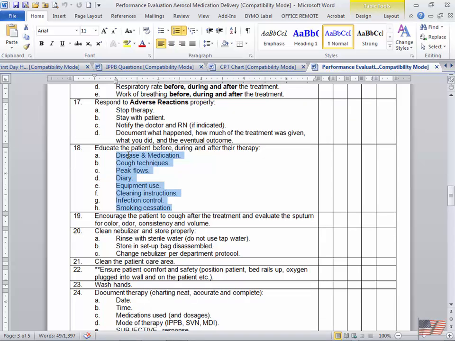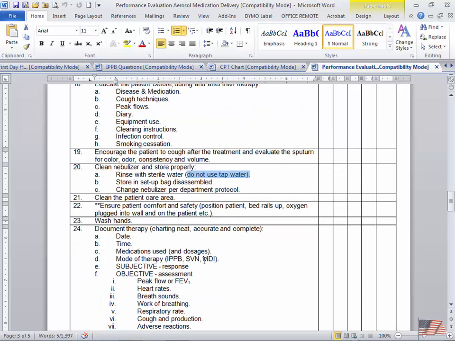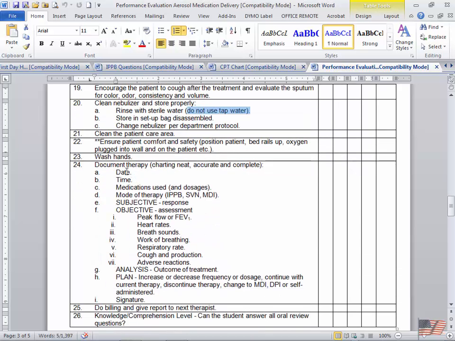Again, while the therapy is going on, there are different things that you can instruct the patient on if they're unfamiliar with what their disease is or what their medications are. Once it's done, know that we don't use tap water to rinse it out. We use sterile water. We let it air dry. And then you're going to do documentation with a SOAP note. And this should be in your folder also.